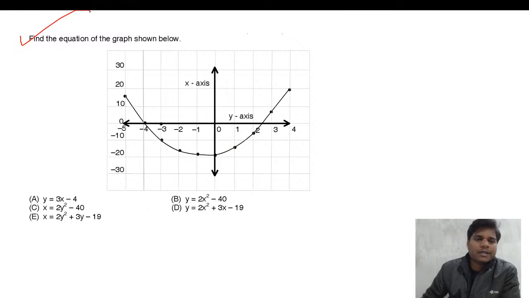See this one. Find the equation of the graph. So this is simple. Equation of the graph shown below. Try this one.